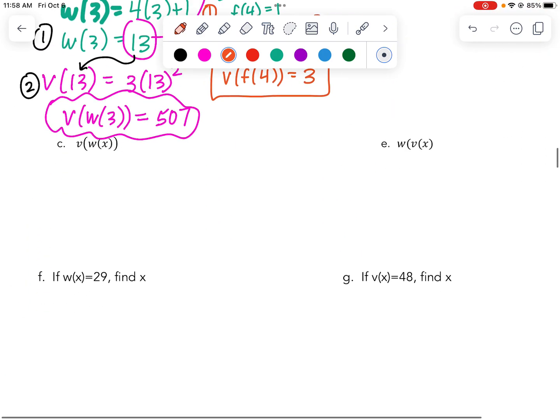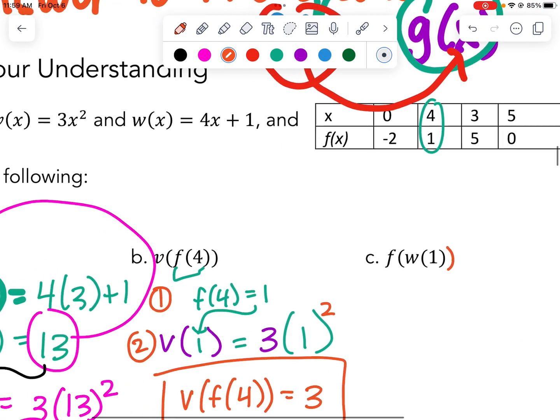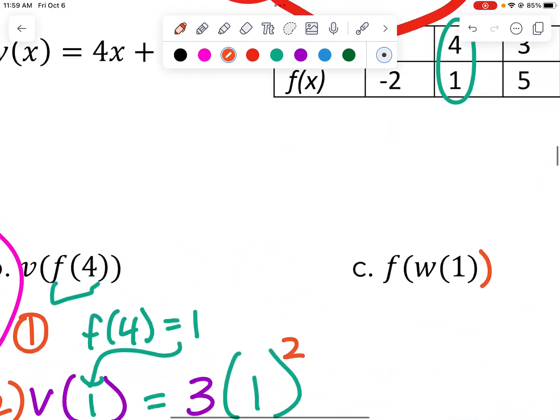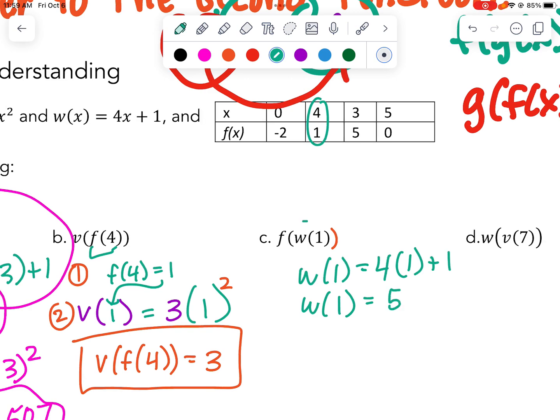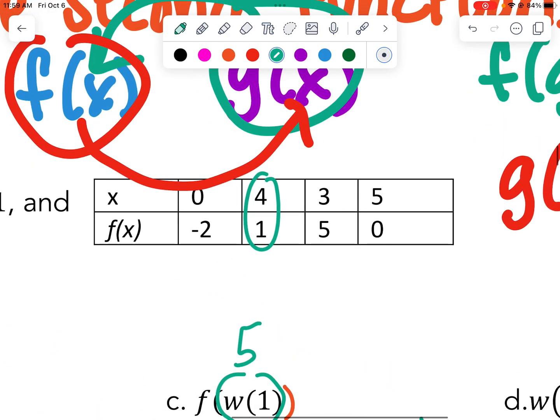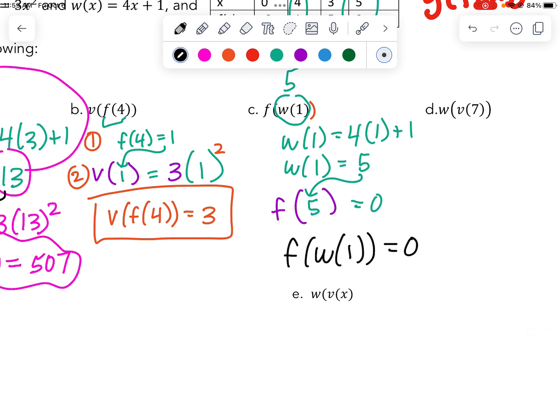All right, let's try the next one. f of w of 1. Okay, so w of 1, start with the w function, which is here. All right, let's plug in. w of 1 equals 4 times 1 plus 1. So w of 1 equals 4 times 1 is 4, plus 1 is 5. All right, so now right here we're going to plug the 5 in and find f of 5. So the f function is the table. So when the input is 5, the output is 0. So the final answer is 0, and we would say f of w of 1 equals 0.